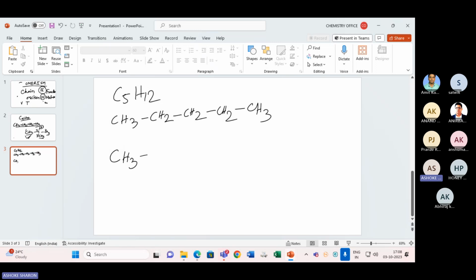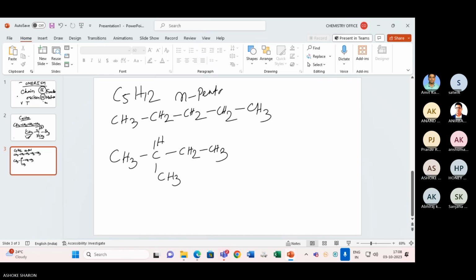If the position of the group is like this way, suppose CH3 and then CH2 and followed by CH3. So what do you see? The number of carbons is the same, but the position of the CH3 group or the carbon position changes a little bit. So the chain structure changes. So the first one is called N-pentane. The first structure is called N-pentane. This structure is called isopentane.